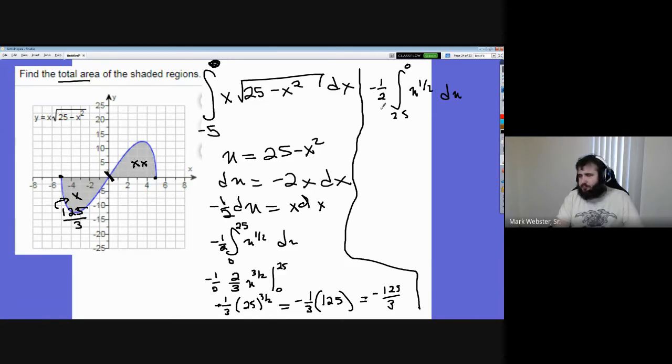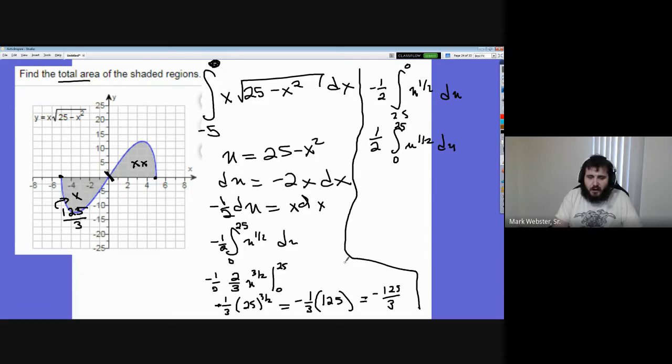And me personally, I don't like seeing my limits of integration backwards from what they should be. I like the smaller number on bottom and the bigger number on top. Call me traditional. So I'm going to flip these, which means that I change the sign. So this is going to be positive 1/2 times the integral from 0 to 25, which is exactly what we had before, right?